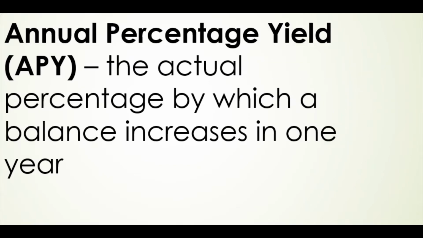On the other hand, there's annual percentage yield. Annual percentage yield is the actual percentage by which a balance increases in 1 year. So we talked about how compounding interest more often gets us more money. We're going to earn more interest the more often that interest is compounded. So annual percentage yield takes into account how often that interest is compounded and tells us how much we're actually going to be earning over the course of a year, given how often that interest is compounded.